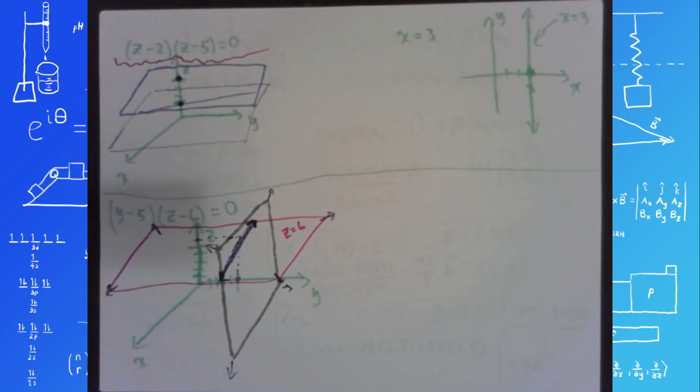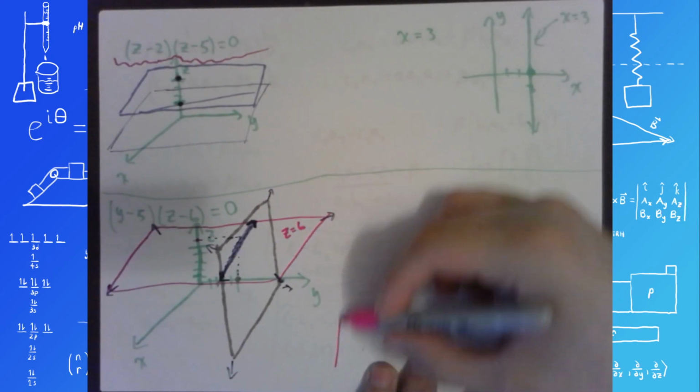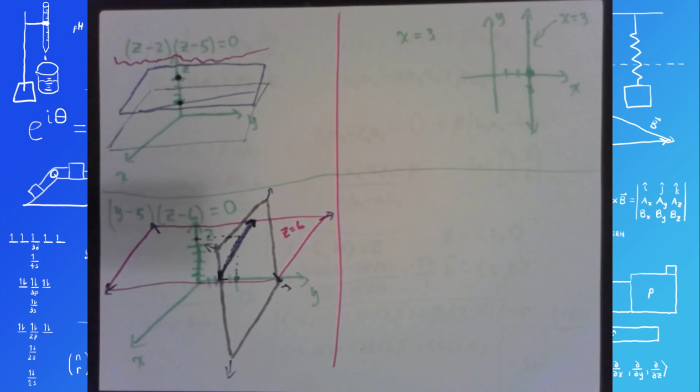Okay. Next one is y minus 1 squared plus z minus 1 squared is equal to 1. Ooh, what's that? In 2D space, that would be the equation of a circle. So what do you suppose it would be in 3D space? If you said a cylinder, I think you are right.